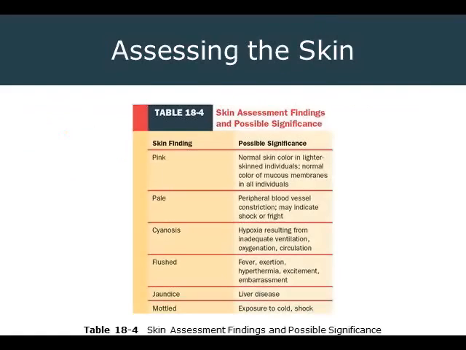So, possible skin findings. Pink skin is the normal color for lighter-skinned individuals, and the normal color of the mucous membranes in all individuals. So we can look inside the lip, between the lip and the teeth. We can also look at the conjunctiva, where we pull down on the lower eyelid and look at the color of that. It's a good place for us to find the skin coloration.